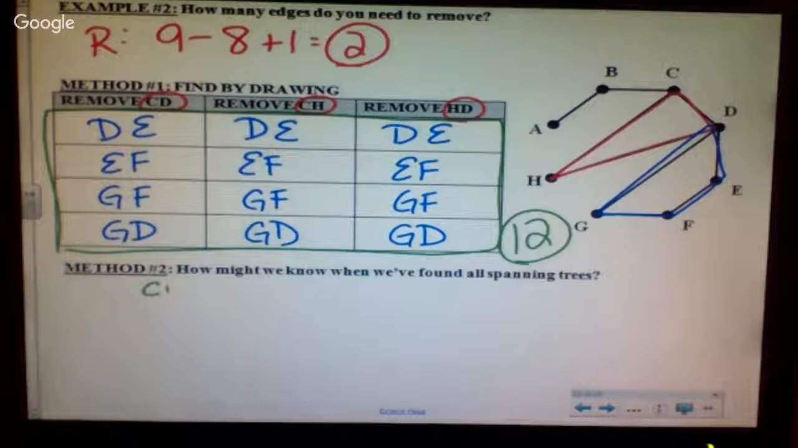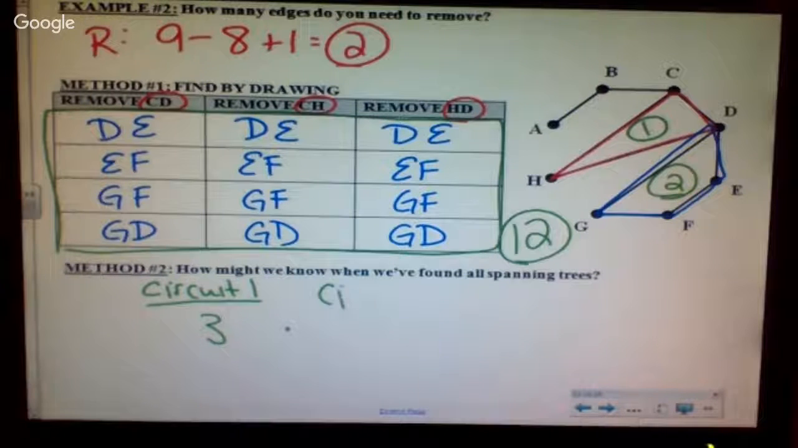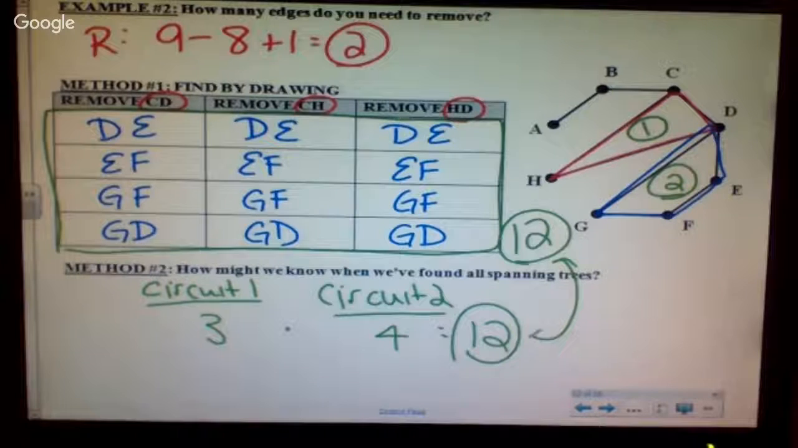So I've got circuit 1 and circuit 2. How many edges do you have in circuit 1? 3, times, how many edges do you have in circuit 2? 4. That's 12. And that gives you 12. So that's the shortcut right there. It's not telling you what you're removing, but it tells you you have 12 different options to do so. Wait, those are edges, right? Yes.